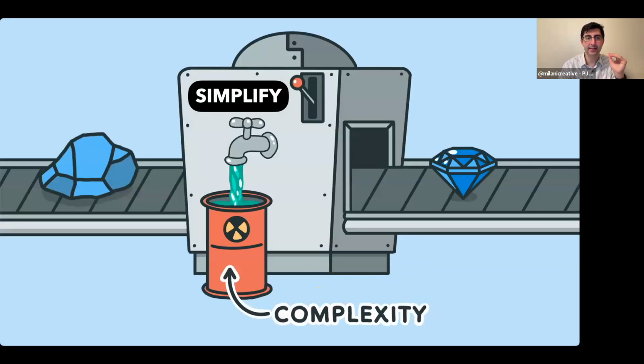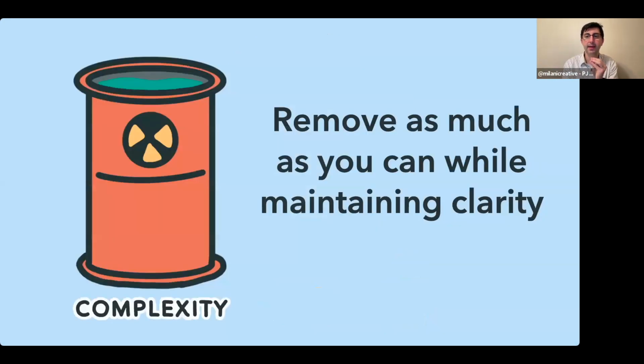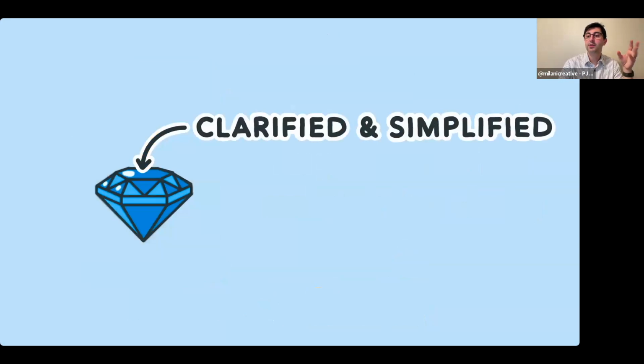Then we take that idea and we push it through, and we take that message and we remove complexity. We remove as much as we can as far as complexity goes, whether that's excess words, distracting details on the image, the complexity of the words, thinking about the reading level of the word. And we get that down to the form that it's clarified and it's simplified.